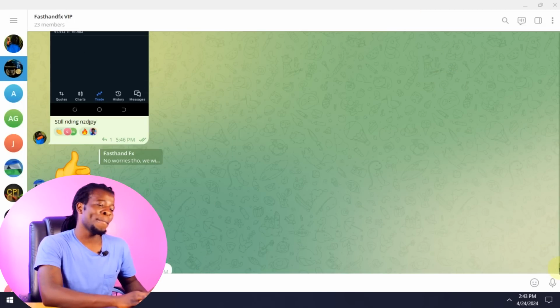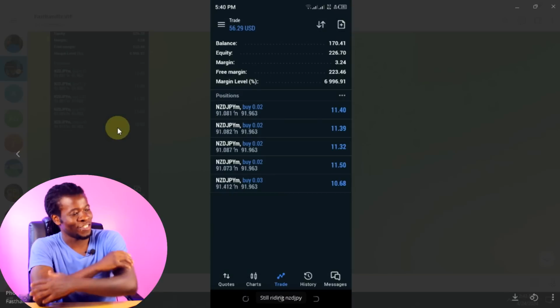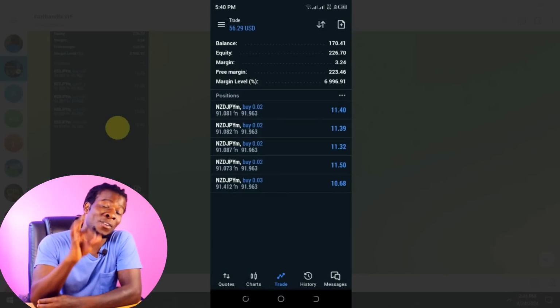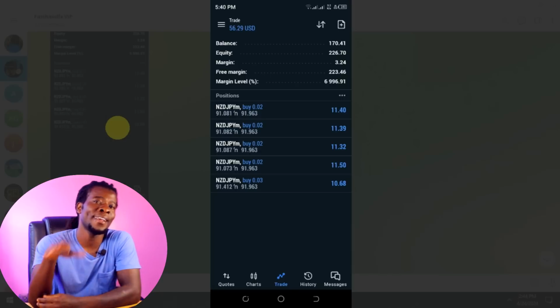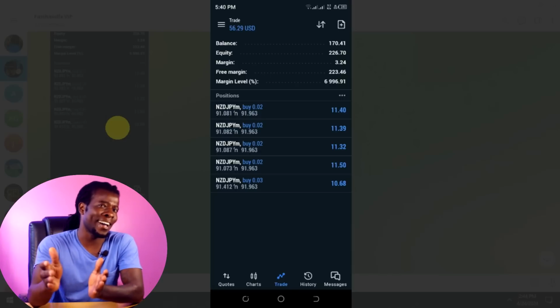And guys, remember my $50 account. Guess what? Look at the result, baby. From $50 to $226. Guys, remember, I'm trying to see if I can trade this $50 to $500. And after $500, let's see if we hit $1,000.